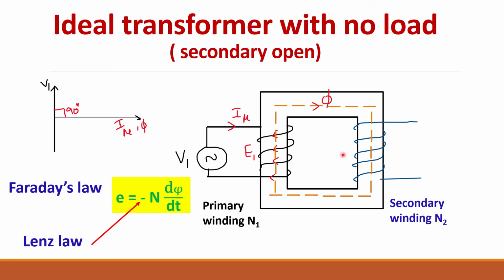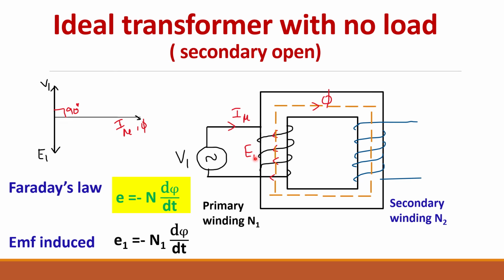Now here the voltage is sinusoidal, and the flux is also sinusoidal. So due to this sinusoidal flux, there will be a rate of change of flux, so an EMF E1 will be induced. E1 will always be in antiphase with V1 because it should oppose the source producing it. So V1 and E1 are in antiphase.